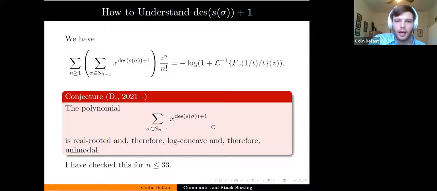So let me just mention that there's no way I would have checked this far by brute force if I was just looking at all permutations of size 32. There are too many of them. I was actually using this formula here in order to make this check to verify that this is true this far.